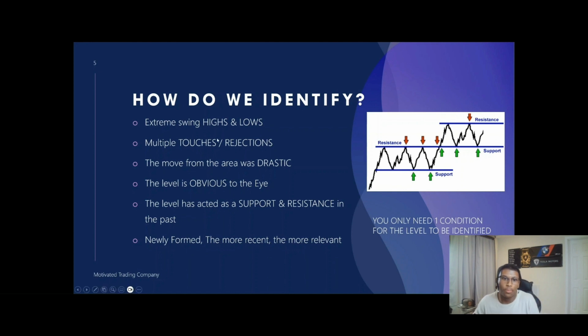Now, multiple touches or rejections. As we can see here, look how many rejections this has. Boom, 1, boom, 2, boom, 3, boom, 4, okay? The more, the better. Now, the move from the area was drastic. This means when you see something hit a level and then it just, boom, shoots down or shoots up. If it's that drastic, it's probably a key level that you should be watching.